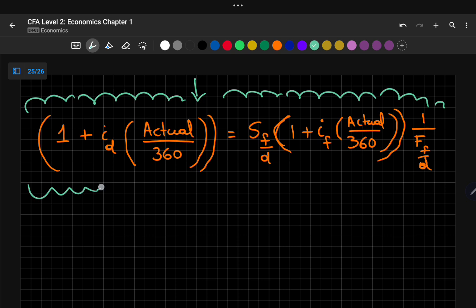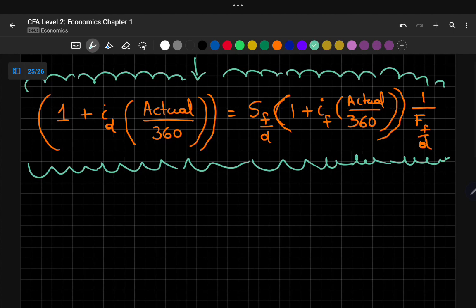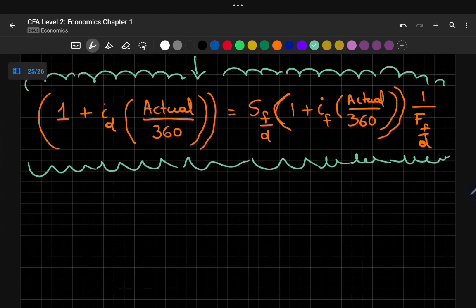Like if I'm investing a domestic currency at a risk-free interest rate, and then investing the same currency at a risk-free interest rate in a foreign country, and the return is the same, then how can I calculate it? So this is the equation. Okay. So now we found the equation.